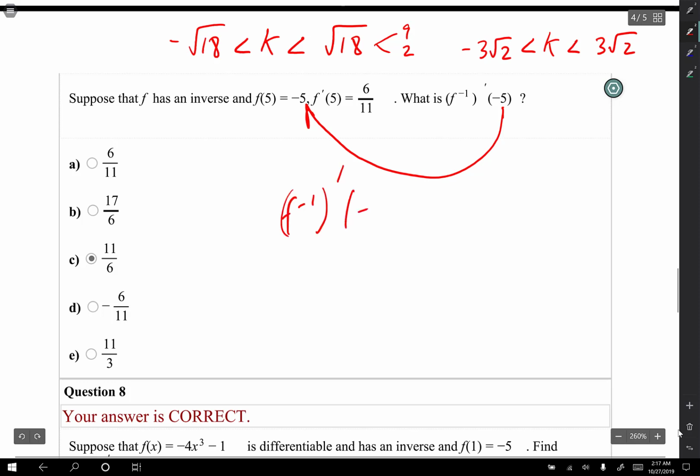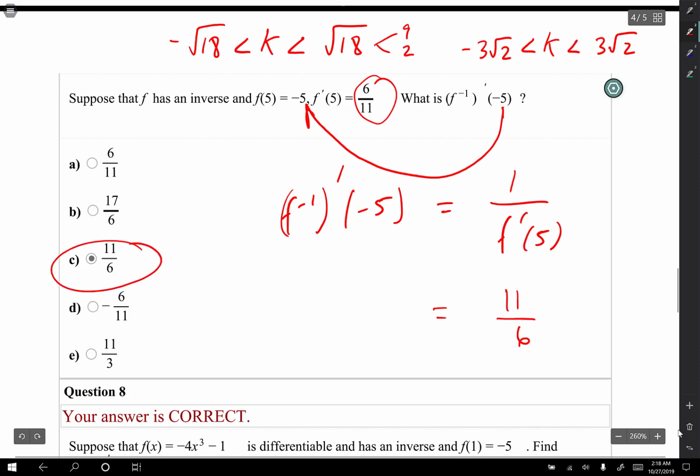Chavez, what are you talking about? So the derivative at negative 5 is nothing more than the reciprocal of f prime of 5. Well, f prime of 5 is 6 over 11, so the answer must be 11 over 6. Now, in case you don't understand, guys, why the derivative of the inverse is the reciprocal, you have to have a lesson on inverses. I'm not trying to do a lesson for these online quizzes. I'm just trying to solve them.